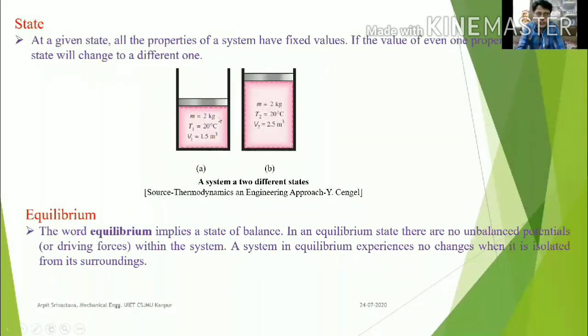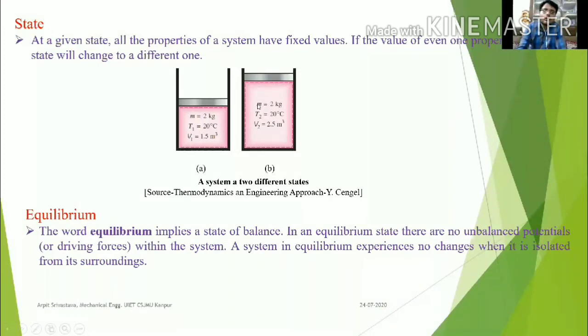Suppose we take two examples. There is a state A and another state B. We have some gas inside this piston cylinder assembly, which has mass m equal to 2 kg, temperature 20 degrees centigrade, and volume 1.5 meter cube. After some time, we check that the mass is the same, 2 kg, and the temperature T2 is also about 20 degrees centigrade, the same, but the volume is changed. Here V1 is 1.5 meter cube, but in the second case, V2 becomes 2.5 meter cube.